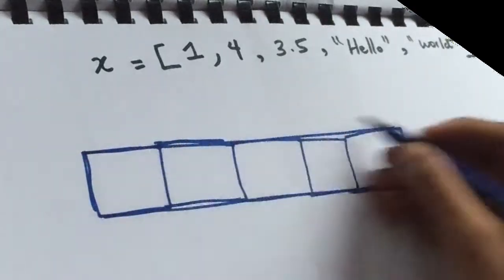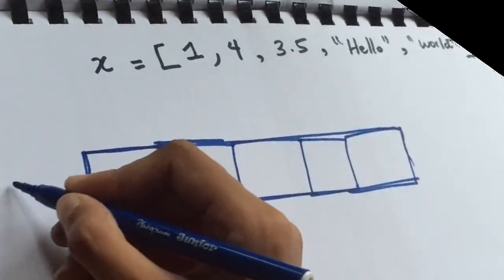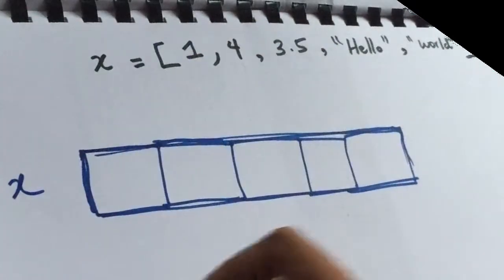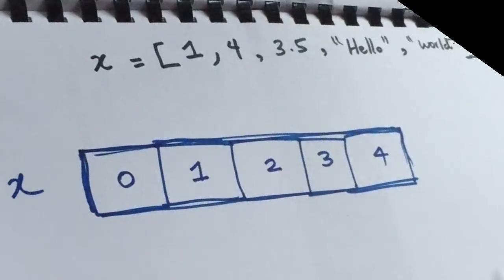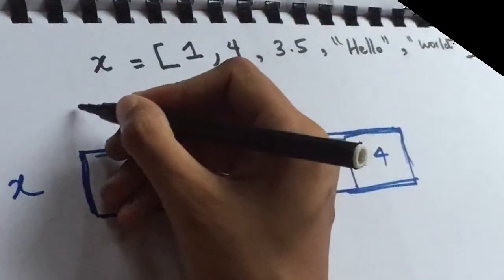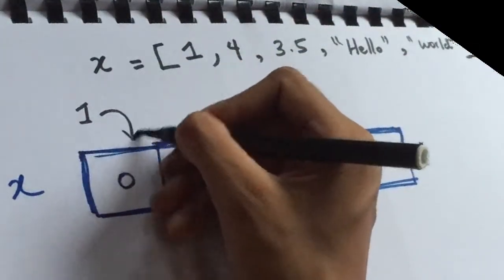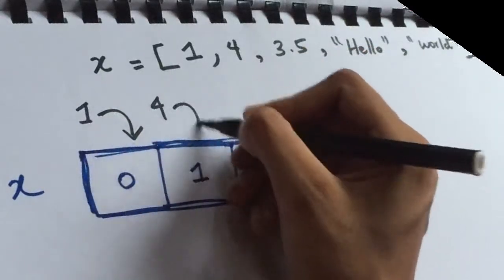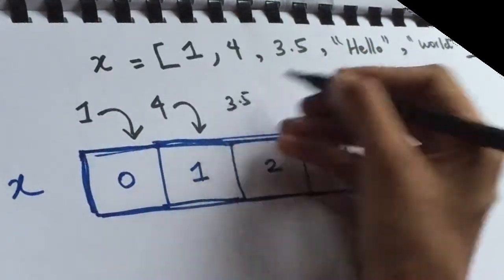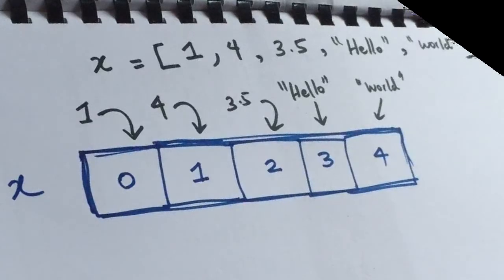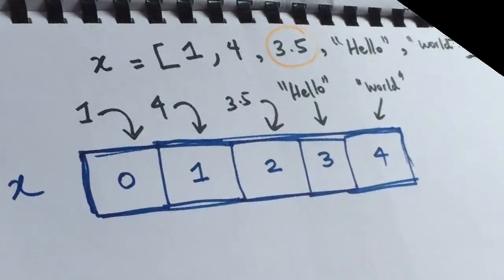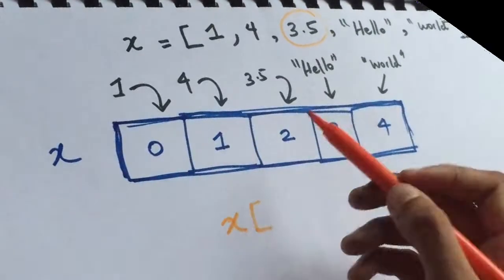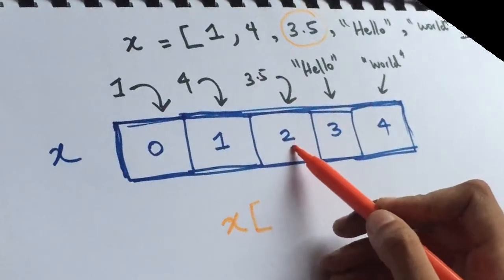This whole set is named x. You are going to name these boxes. This is box number 0, box number 1, box number 2, likewise. Number 1, we are going to put this number 1 into this box, 4 into this box, 3.5 into this box. Say you want to access this 3.5. You can call the box name and access the value. In this list x, 3.5 is in box number 2.